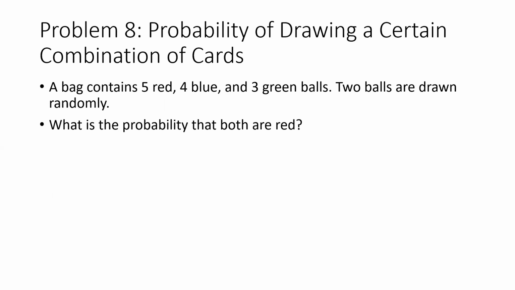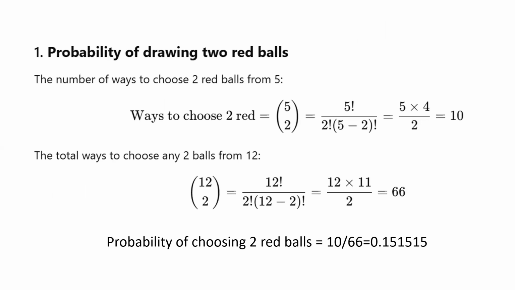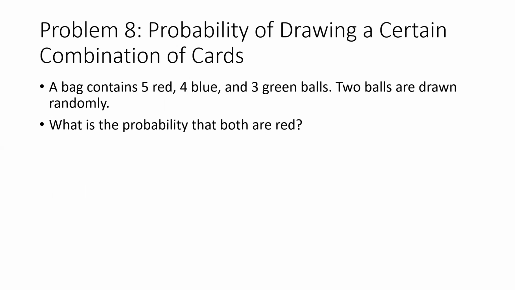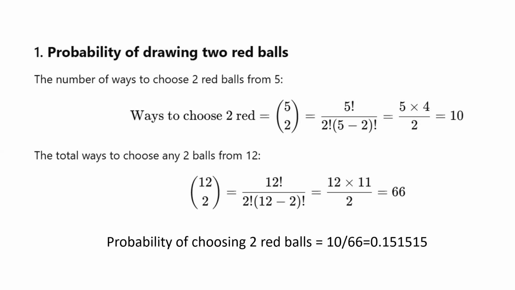A bag contains 5 red, 4 blue, and 3 green balls. 2 balls are drawn randomly. What is the probability that both are red? First, the number of ways to choose 2 red balls from 5. We are choosing 2 balls from a bag containing 5 red, 4 blue, and 3 green balls, and we want them to be red. So choosing 2 red balls out of the 5 is given by the formula 5C2, 5 combination 2.